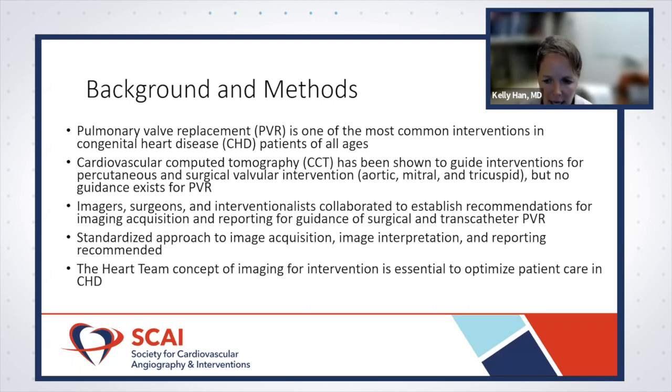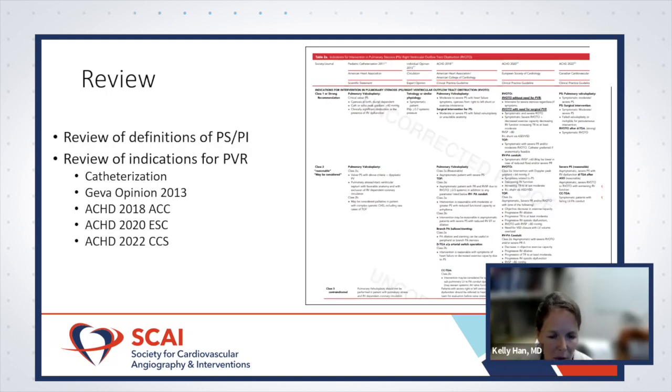So what we did was we reviewed the definitions of pulmonary stenosis and insufficiency, and we also reviewed the indications for pulmonary valve replacement from the catheterization guidelines, the GIVA opinion paper in 2013, and then the ACHD guidelines from the American College of Cardiology, the European Society, and also the Canadian Society.